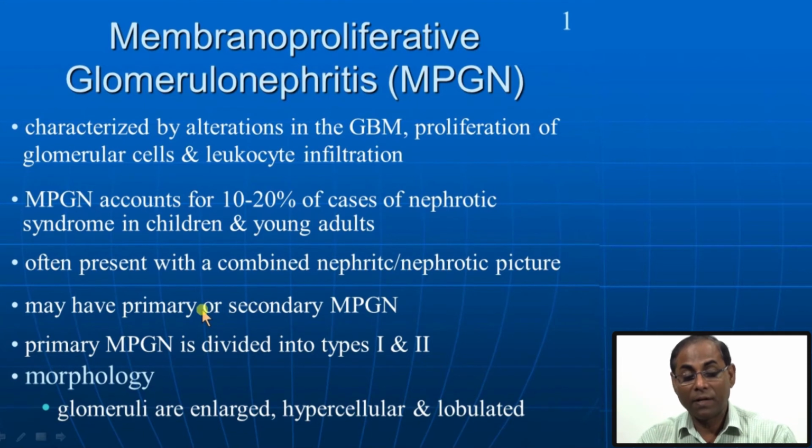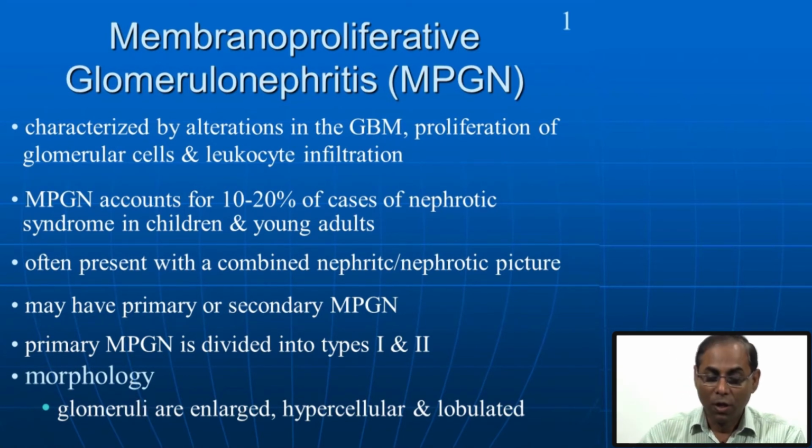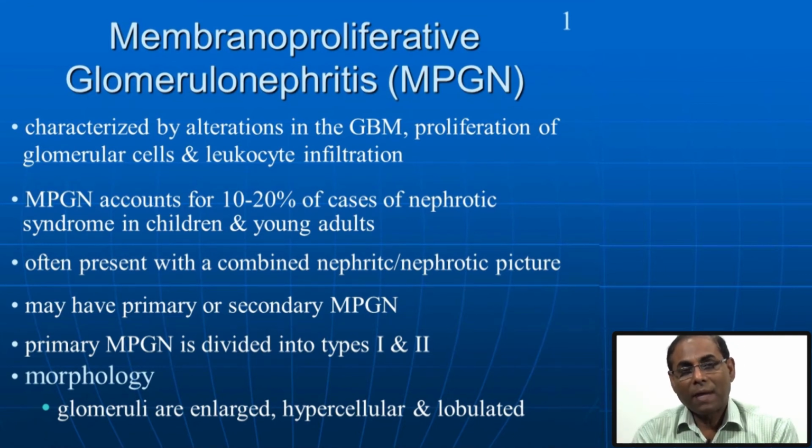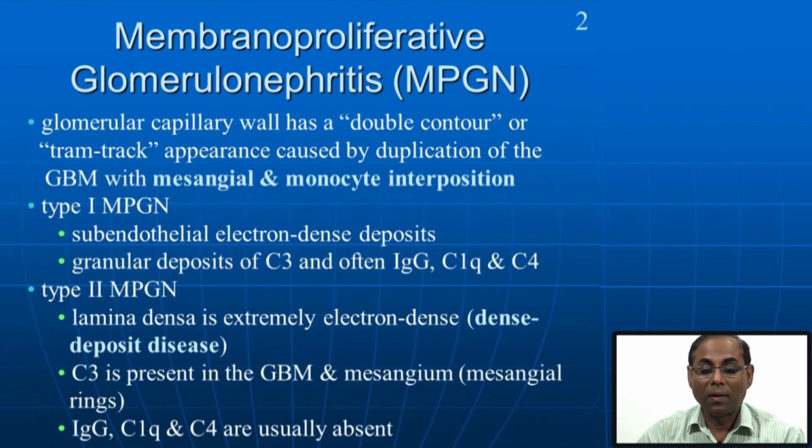Several infections can give rise to MPGN, and primary MPGN is divided into type 1 and type 2. Morphologically, the glomeruli are enlarged, hypercellular and lobulated. Among the proliferative glomerulonephritides, in post-infective glomerulonephritis we do not see much thickening of the glomerular wall, whereas in MPGN the proliferation is obviously associated with marked thickening of the wall. The glomerular capillary wall has a double contour or tram-track appearance caused by duplication of the glomerular membrane with mesangial and monocyte interposition.